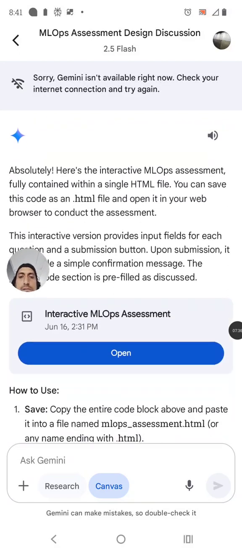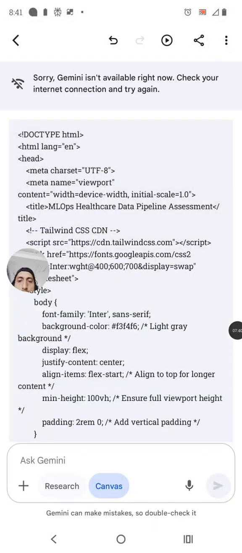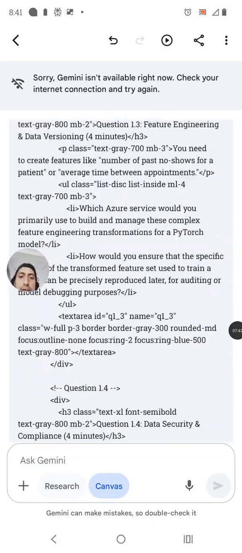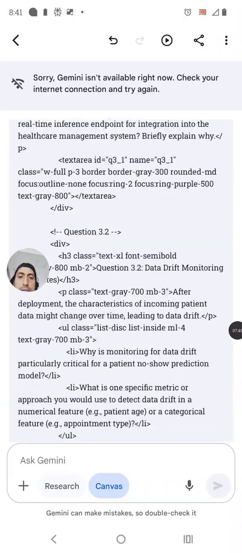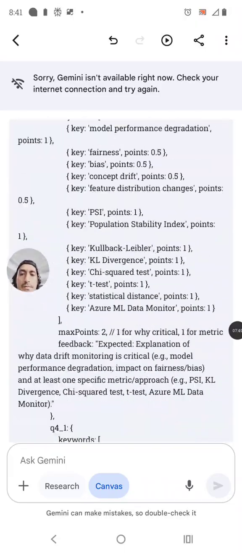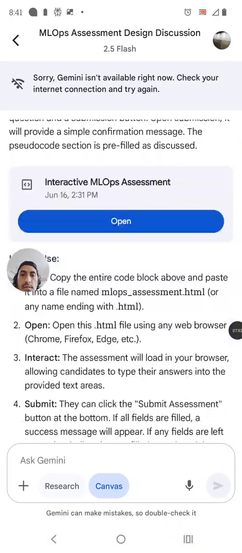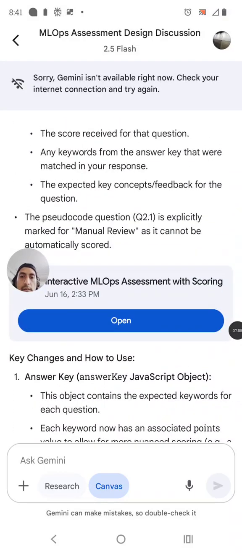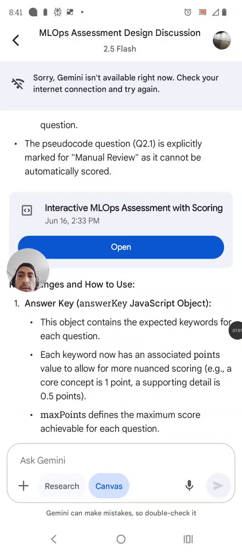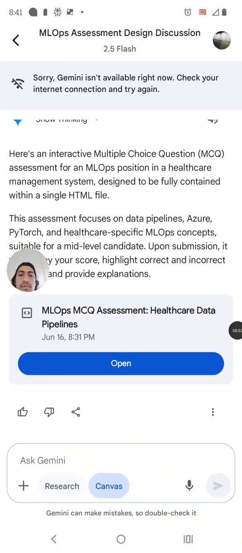Then there is another one. This is also more descriptive. And finally, I ended up with one with scoring, and then I made another version, also with scoring, but it is all MCQ, the one we just showed.